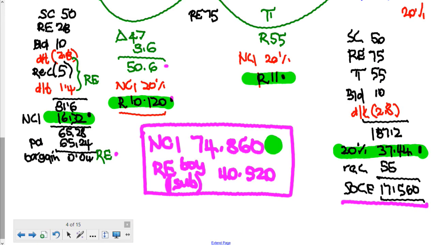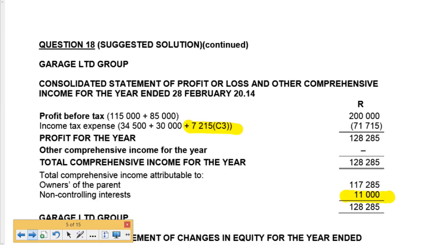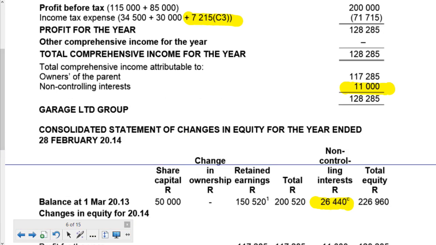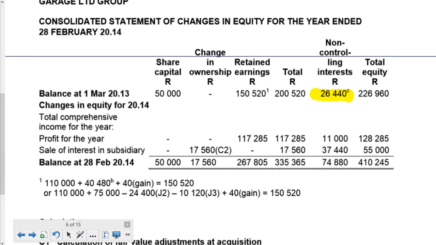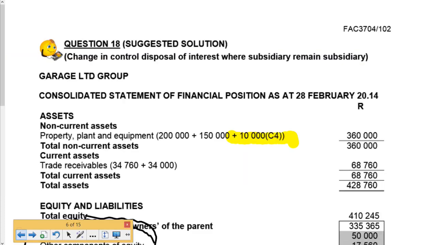So the opening NCI is these two numbers, 16,320 and 10,120, which is 26,440. Yeah, 26,440, which should be what this NCI number here is. Retained earnings at beginning of year, we had worked out a 40-something number, isn't it? So it's the 110, which is the parent, and we had worked out this number here, 4520, isn't it? We had worked out.